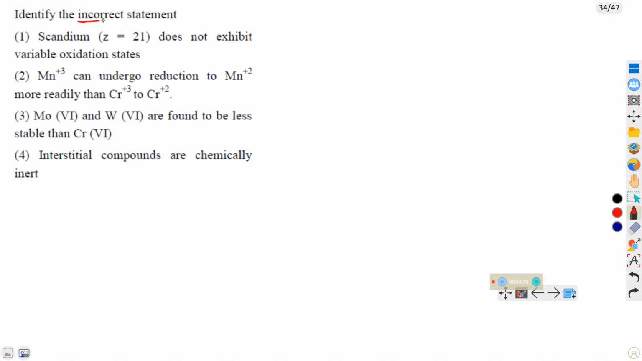Identify the incorrect statement. Scandium does not exhibit variable oxidation state. Correct. Scandium exhibits the +3 oxidation state only. Manganese +3 can undergo reduction to give Mn2 plus more readily than Cr3 plus to Cr2 plus. Yes, this is also a correct statement. Why? Because Mn2 plus has a 3d5 configuration and gets stability. Interstitial compounds are chemically inert. This is also correct.